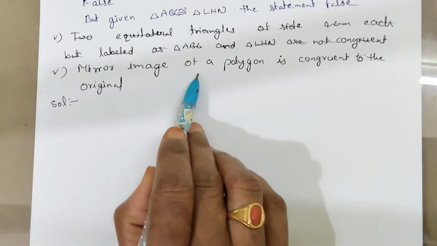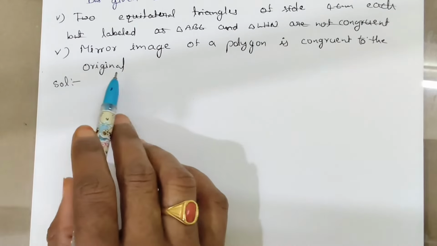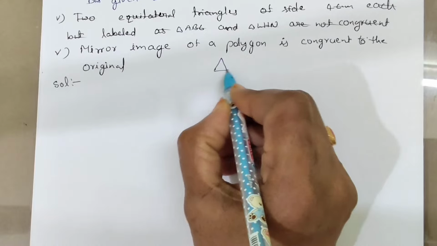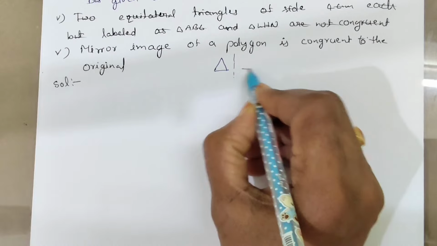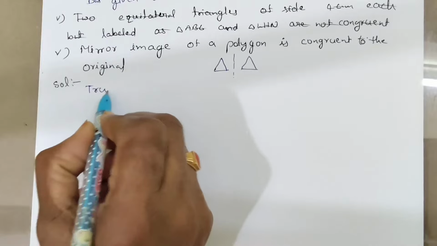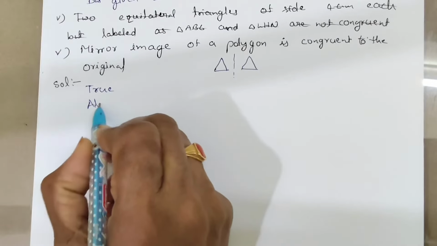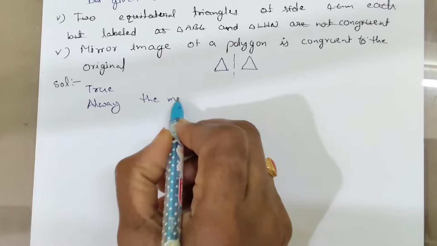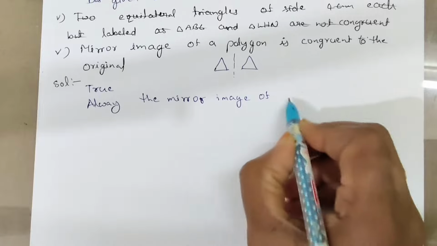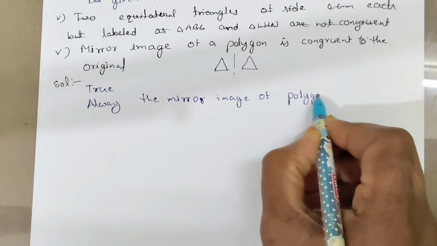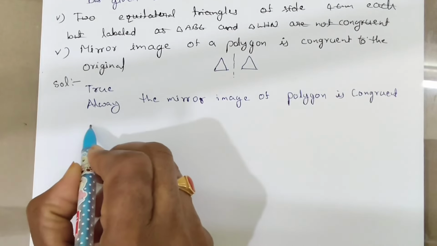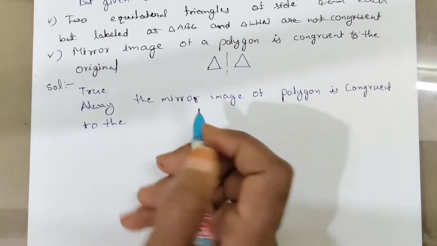Next, fifth question. The mirror image of the polygon is congruent to the original. You take any polygon, suppose a triangle. We take this mirror image. So these two are congruent. So the statement is true. Always, the mirror image of a polygon is congruent to the original.